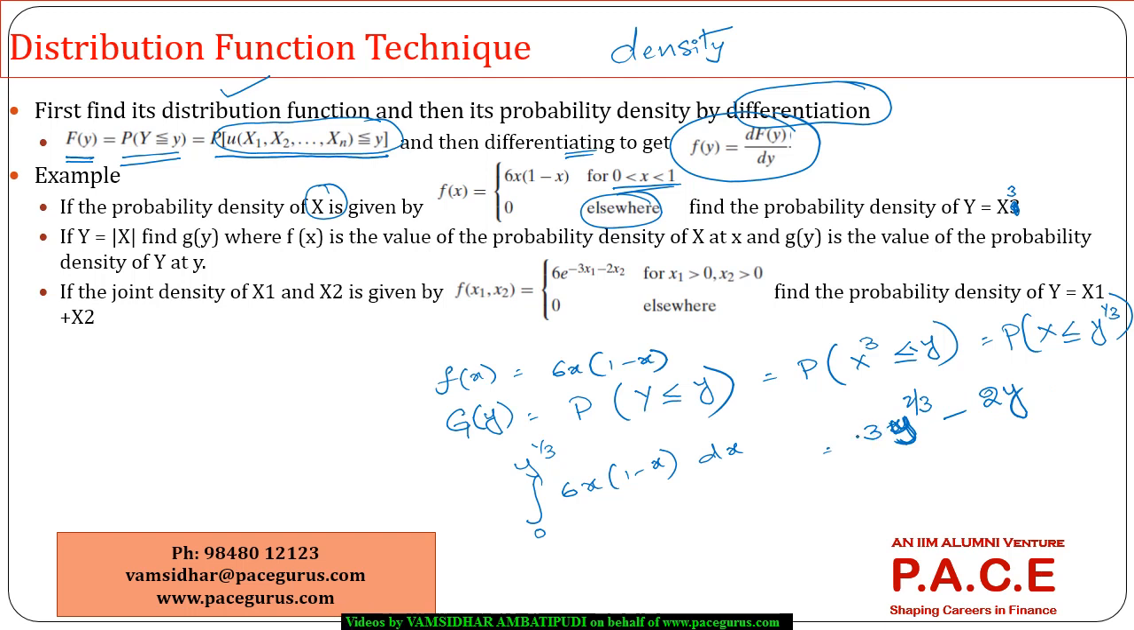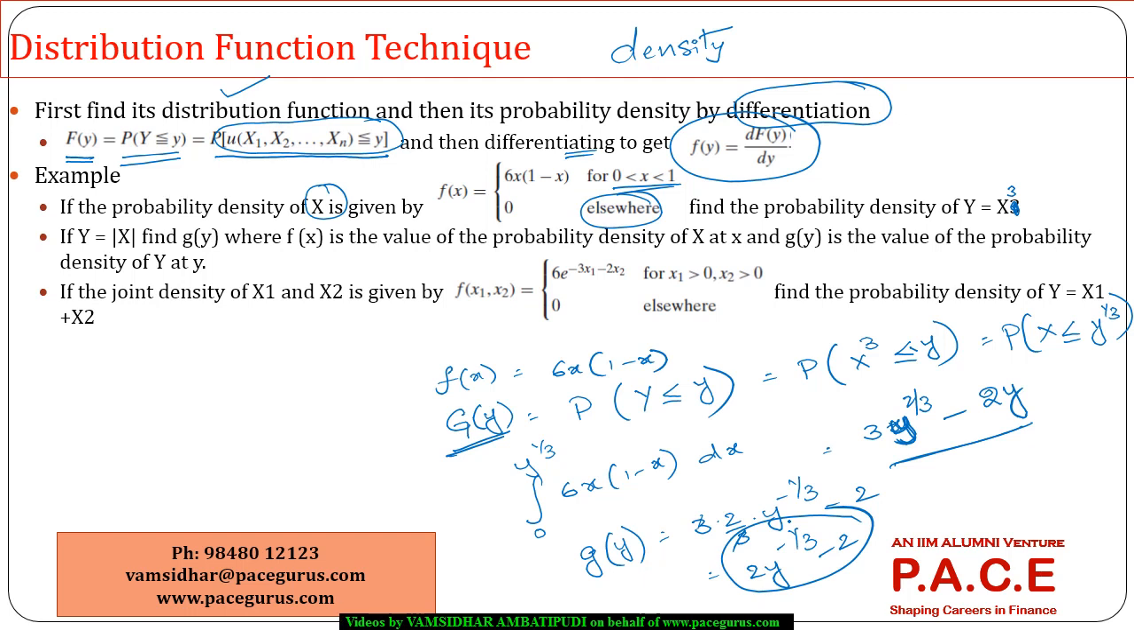So this is what becomes capital G of y, which is the distribution function of y, is 3y to the power 2 by 3 minus 2y. So from here I can find the density function of y, which is g of y. I will differentiate it: 3 into 2 by 3 into y to the power of minus 1 by 3 minus 2, which is nothing but 2y to the power minus 1 by 3 minus 2. So this is what will become the density function, where y is lying between 0 and 1 and it is 0 elsewhere.